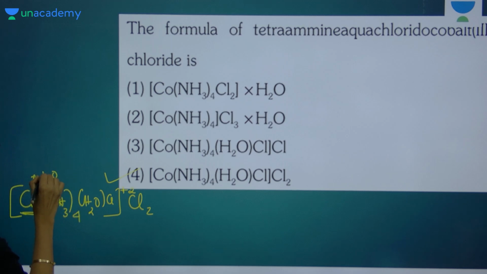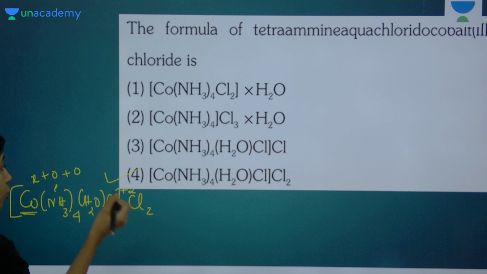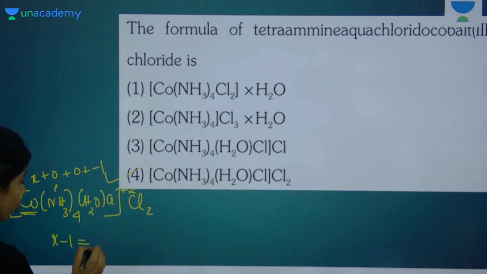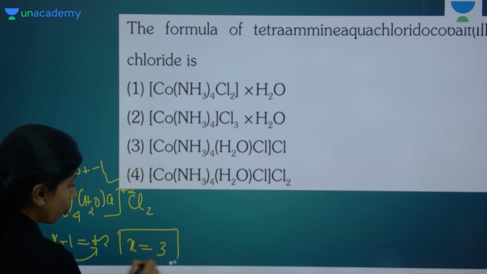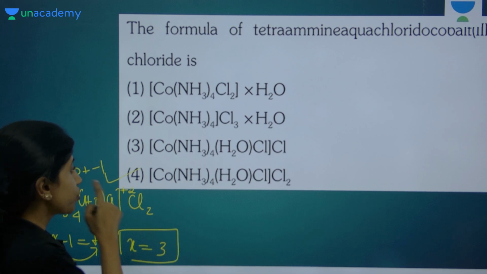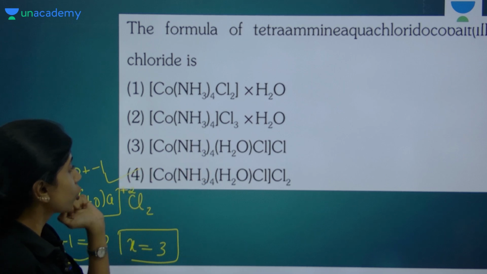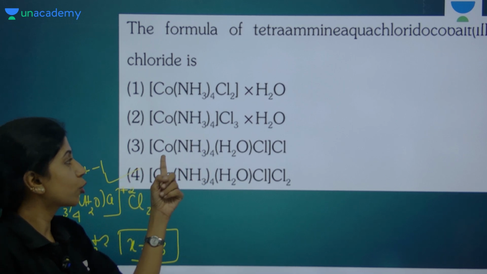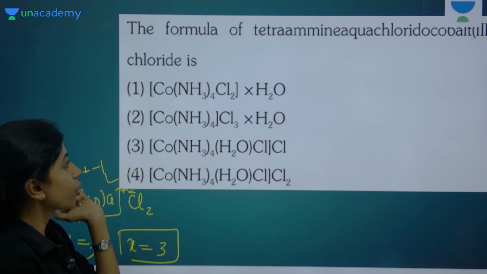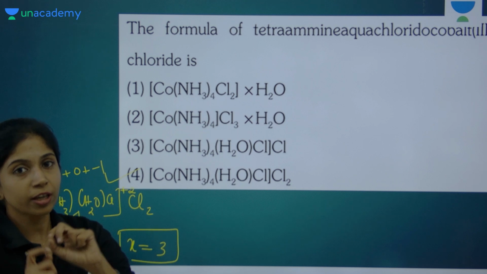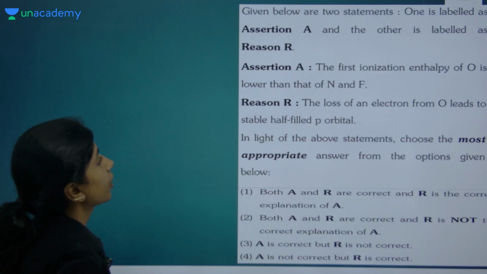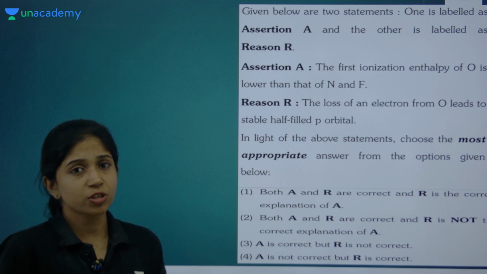Let us keep it as x plus 0, and aqua is a neutral ligand with 0, and chlorine will get -1. So x minus 1 equals the overall charge of this coordination sphere, which is +2. When this 1 comes to the other side, we get x equal to 3. Here the cobalt oxidation state we are getting is 3. So this option is right. Options 3 and 4 are quite similar. Here the cobalt oxidation state is 3. So you have to check the oxidation state and what is inside the coordination sphere, and write properly based on the information given. And then the next question is an assertion and reason question.